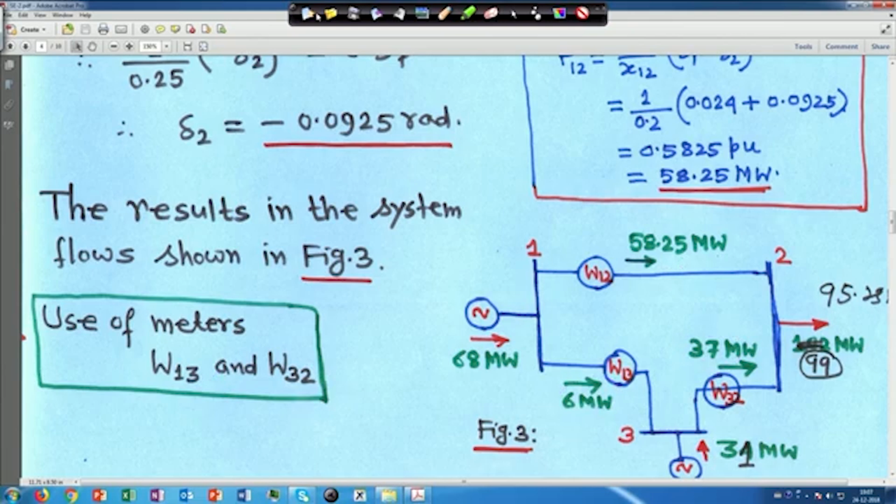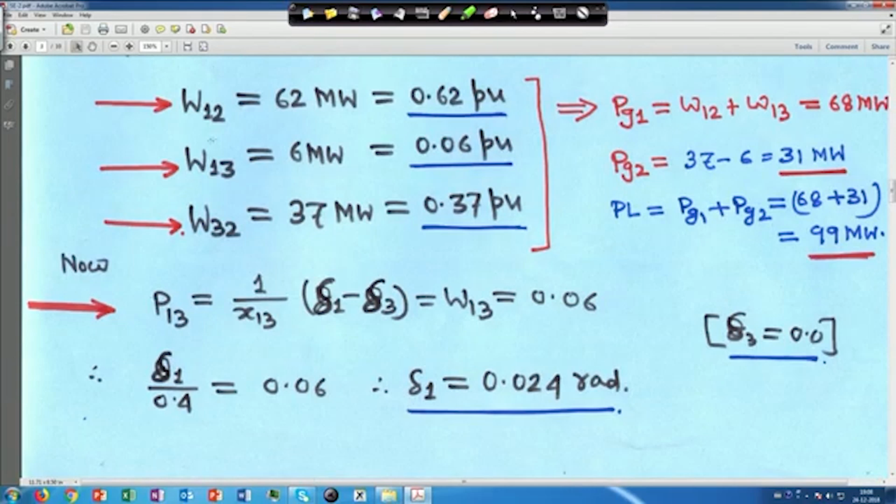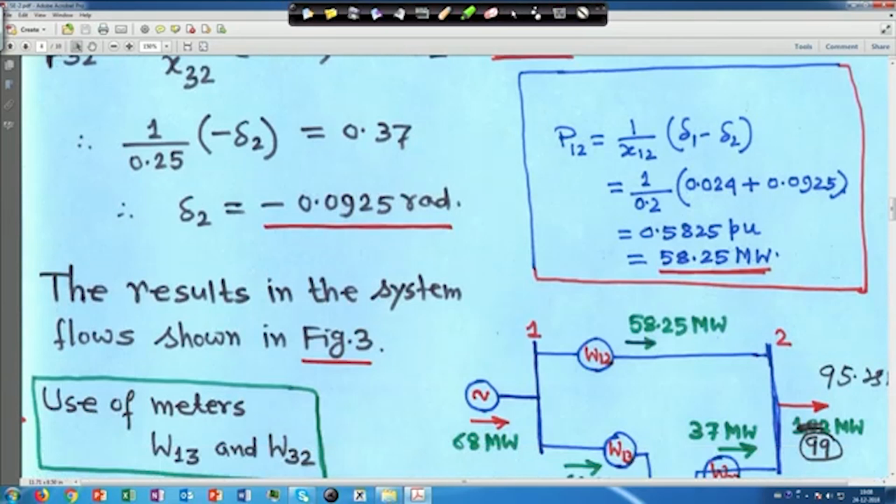But if you take that reading, we actually took 62 megawatt, that is, the watt meter placed in line 1 2 read 62 megawatt, right. But actually we are not getting that; using that data we are not getting that. What we are getting actually is 58.25 megawatt, right.